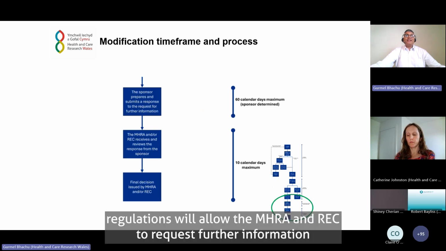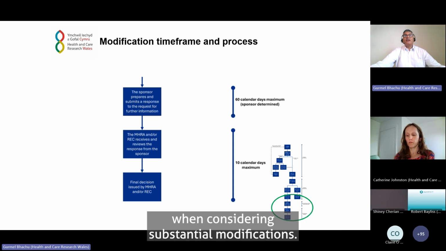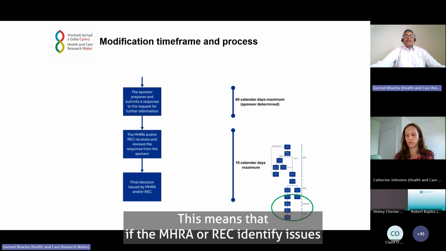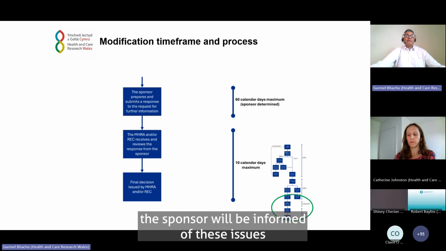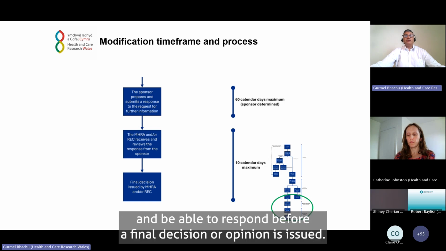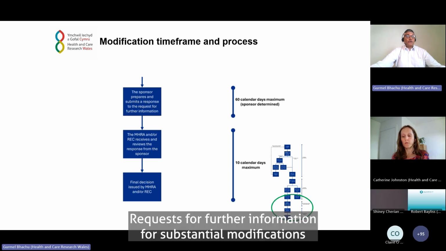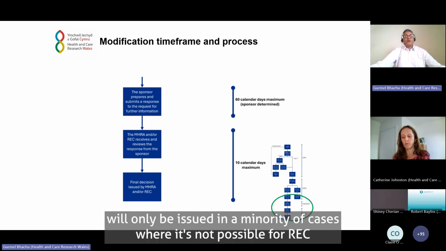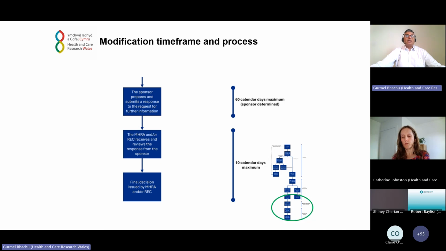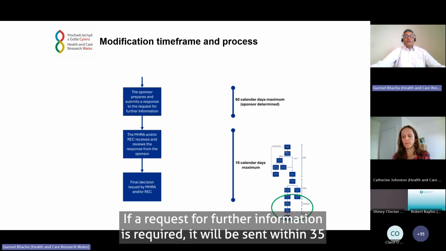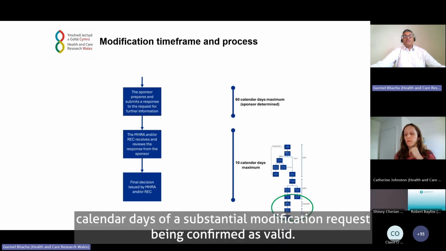The new clinical trial regulations will allow the MHRA and REC to request further information when considering substantial modifications. This means that if the MHRA or REC identify issues that prevent a substantial modification request from being approved, the sponsor will be informed of these issues and will be able to respond before a final decision or opinion is issued. Requests for further information for substantial modifications will only be issued in a minority of cases where it's not possible for REC to give a favourable opinion or favourable opinion with conditions. If a request for further information is required, it will be sent within 35 calendar days of the substantial modification request being confirmed as valid.